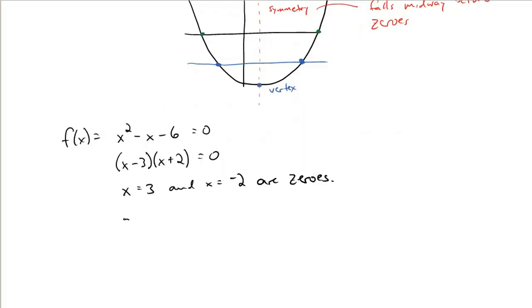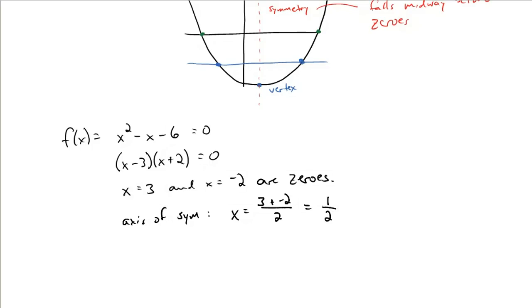These are zeros, meaning the axis of symmetry falls at the average of these two. x equals 3 plus negative 2 over 2, which is 1/2.